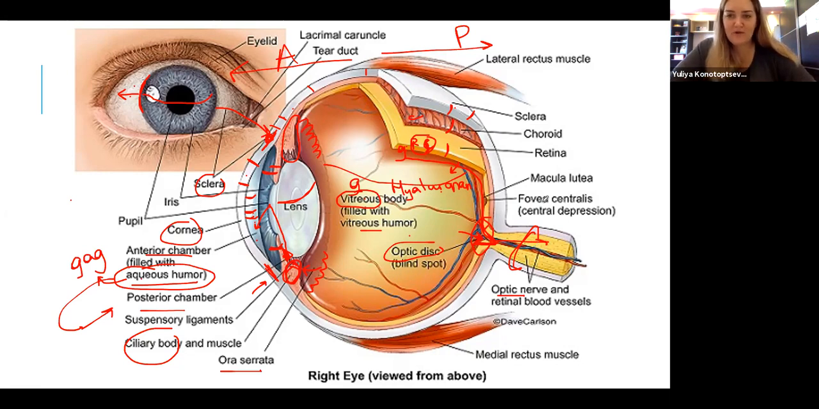There's an additional area here, which is known as the fovea centralis. As you can see, it's a bit this way, right? So it's a bit next to the optic disc, this fovea centralis. Another name for it is the central depression or central pit.